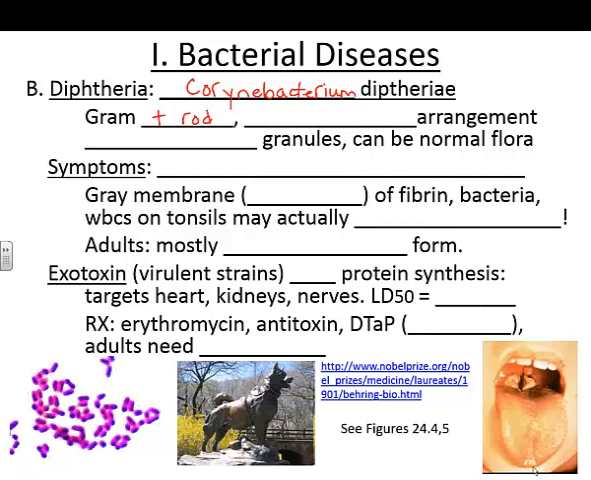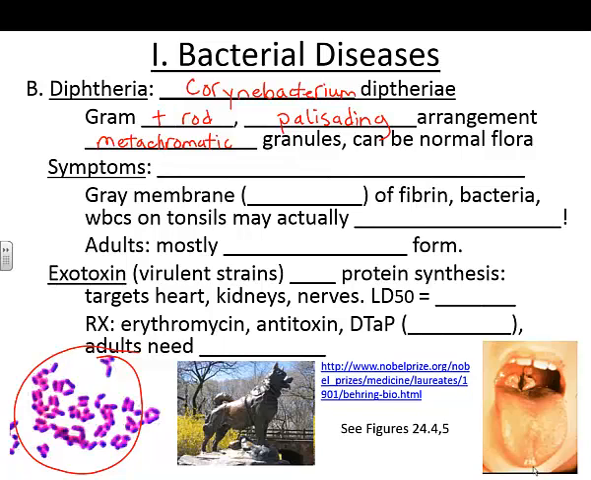These rods tend to stack on top of each other and display an irregular arrangement known as palisading, or even Chinese lettering. The genus is also notable for its intracellular inclusions known as metachromatic, or different colored, granules. These are stored inorganic phosphates that bind tightly to basic dyes. Some strains of Corynebacterium are harmless and can appear as normal flora in the nasopharynx.